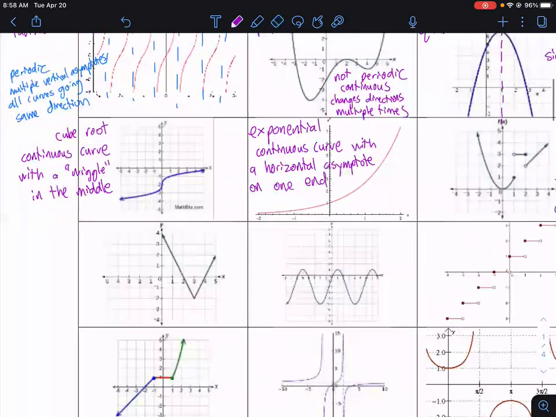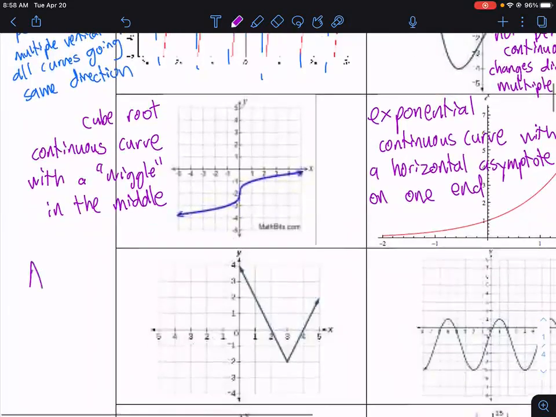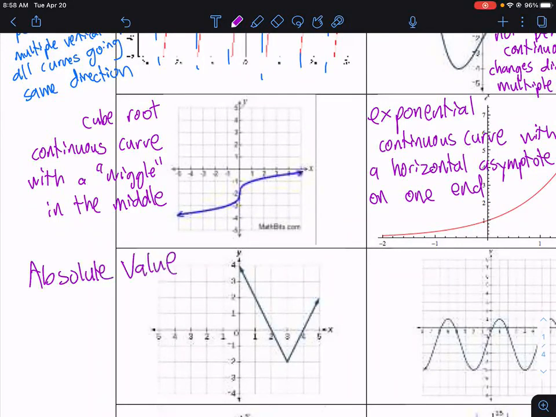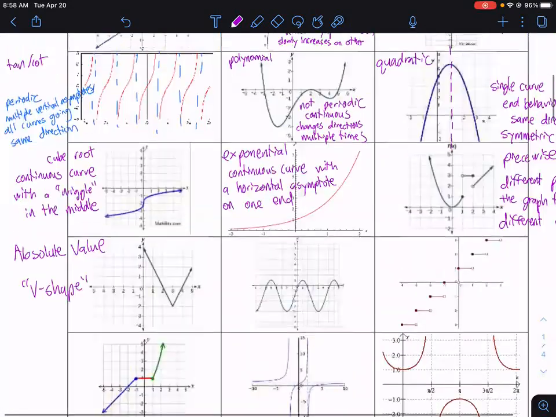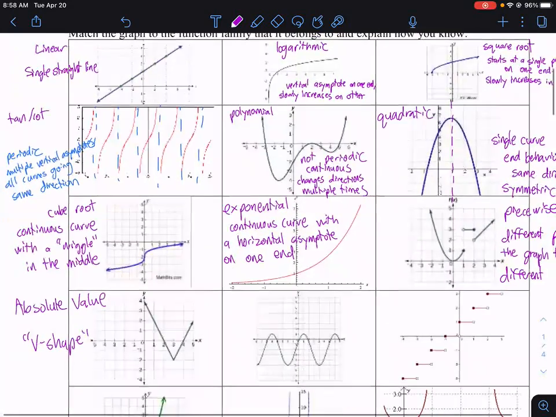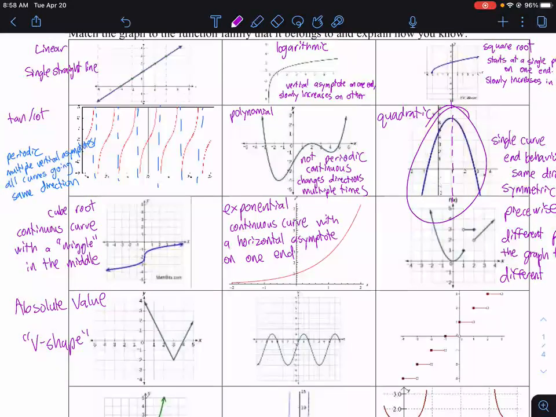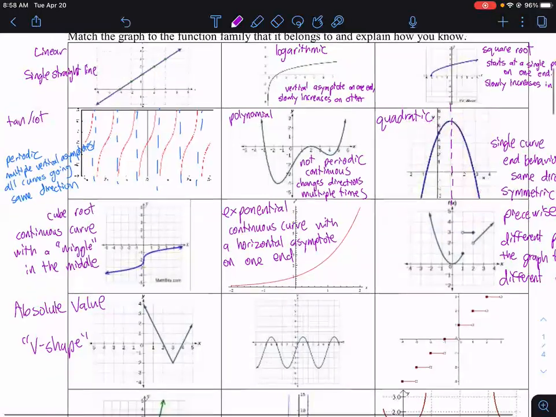Okay, next up, we've got an absolute value function. Okay, so I think this one we can just describe as a V shape. Right, there's no other graph that's shaped like a V. This one sort of shaped the same way, but those are curved, not straight line segments.